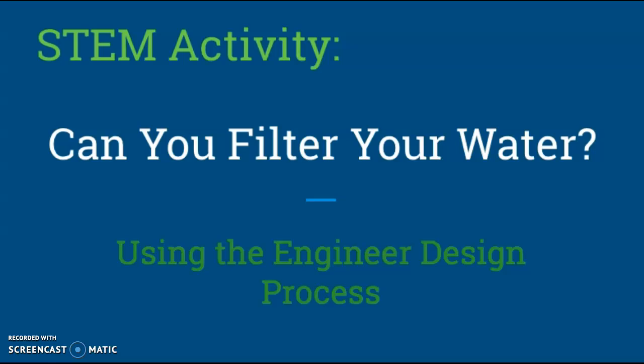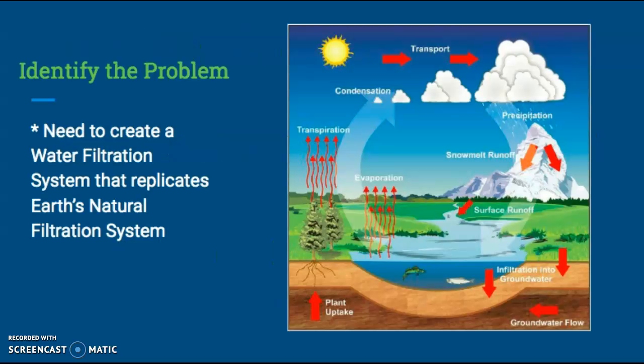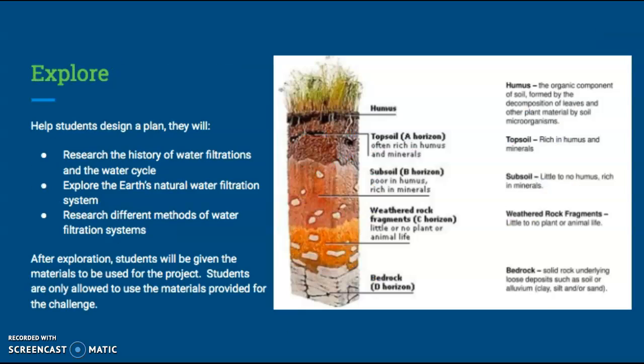The STEM activity we were asked was, can you filter your water using the engineer design process? So the first thing was identifying the problem, which was the need to create a water filtration system that replicates Earth's natural filtration system. So you think of the water cycle, and from there, this would be a teacher given problem. From there, students would then explore, which is the same thing that I did to help them design a plan based off of the Earth's natural water system.